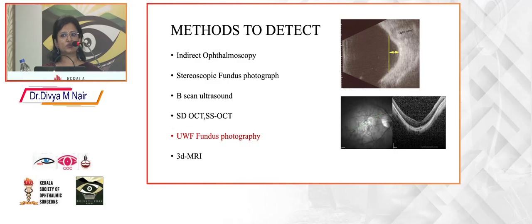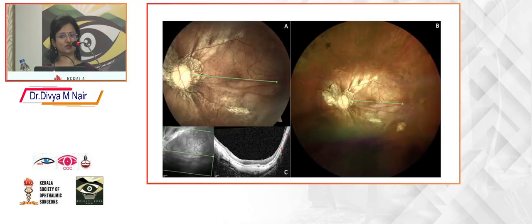There are various methods to detect it. It is very easily detectable by routine indirect ophthalmoscopy. Stereoscopic fundus photograph can be used to document. On B-scan it is seen as a shallow outpouching, compared to a coloboma, which has a very sharp outpouching. Then SD-OCT and SS-OCT. Ultra-wide field fundus photography is considered to be the gold standard to diagnose staphyloma. 3D MRIs are used for research purposes.